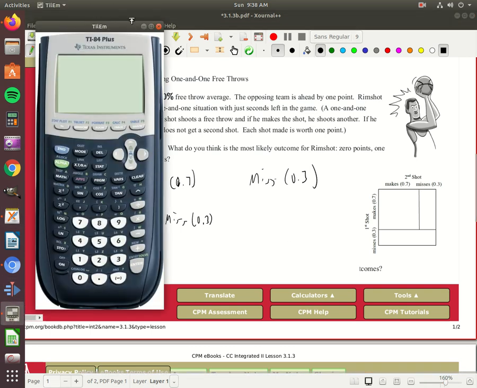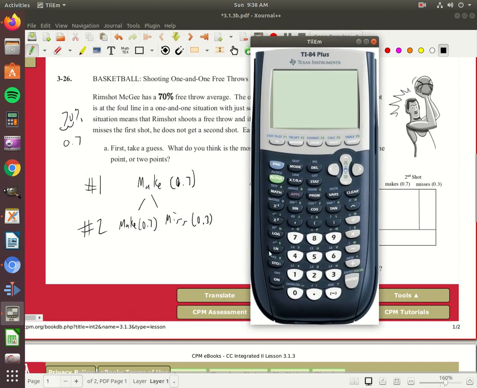So the odds of him making 2 in a row are 0.7 times 0.7, which I'll tell you right now is 49%, but I'll show you just in case. So 0.7 times 0.7 is 49%.